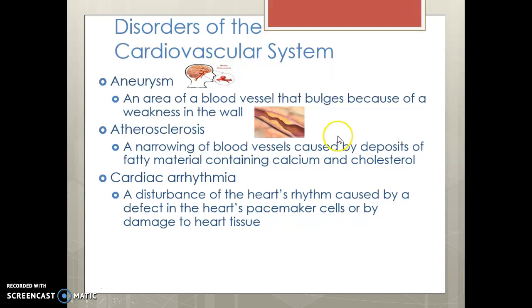This is a picture of atherosclerosis, which causes a narrowing in a blood vessel, and that's by these deposits of fat, calcium, and cholesterol, and it makes for poor blood flow. Also, the cardiac arrhythmias, again, are listened to, and there could be a defect in the heart's pacemaker that causes the electrical activity of the heart. It could be actually damage to the heart muscle, or it could be a valve malformation or dysfunction.